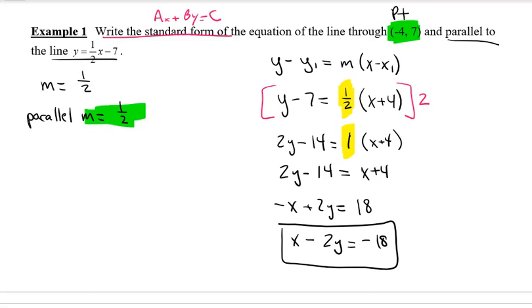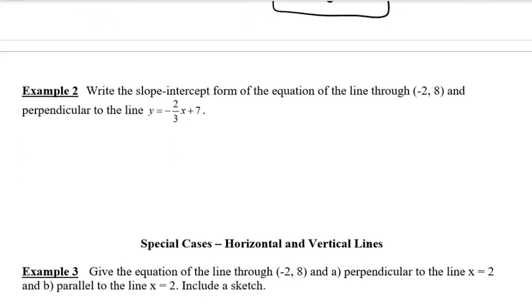So take your time when you substitute, and make sure you get the correct slope and substitute the x and y values for your point correctly. All right, now let's take a look at a second example here.